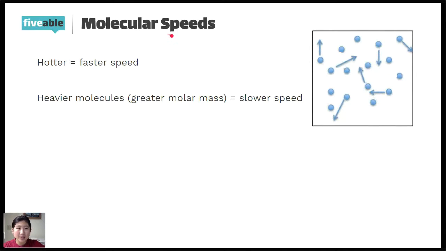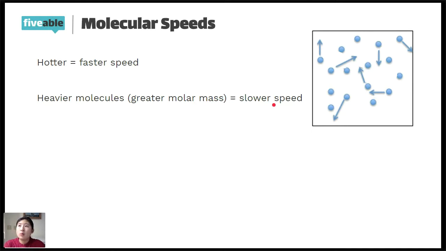All right, so now we're going to talk about molecular speed. We talked about how when you heat up a container of gas, the hotter it is, the faster the speed is going to be. And also, the heavier molecules, the molecules that have greater molar mass, are going to move at a slower speed.